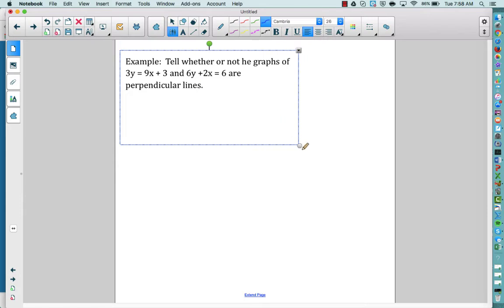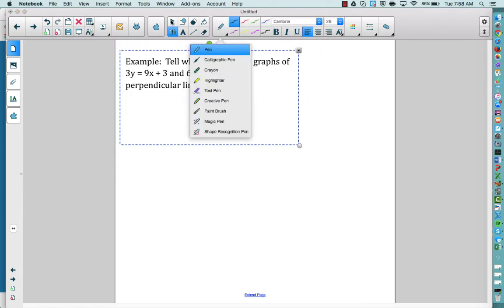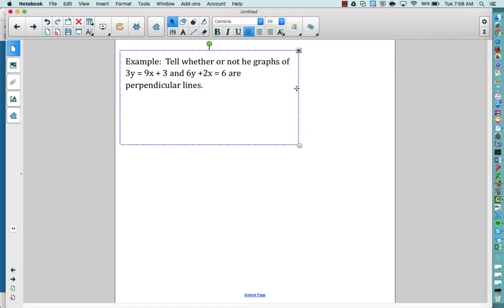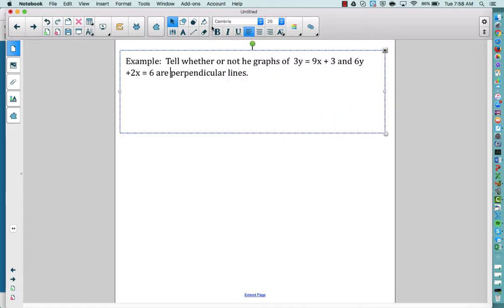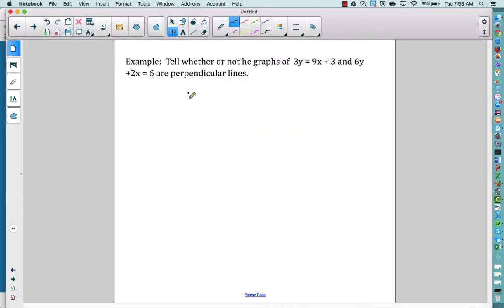All right, so how do we tell if lines are perpendicular just by looking at their equations? Well, we do the exact same thing that we did with parallel lines. We compare their slopes. Let's do that. We compare slopes. All right, so in order to compare their slopes, we need to put them in y equals mx plus b.